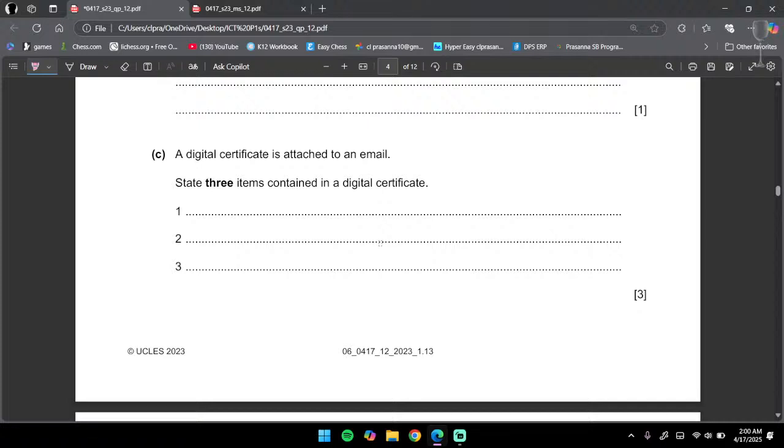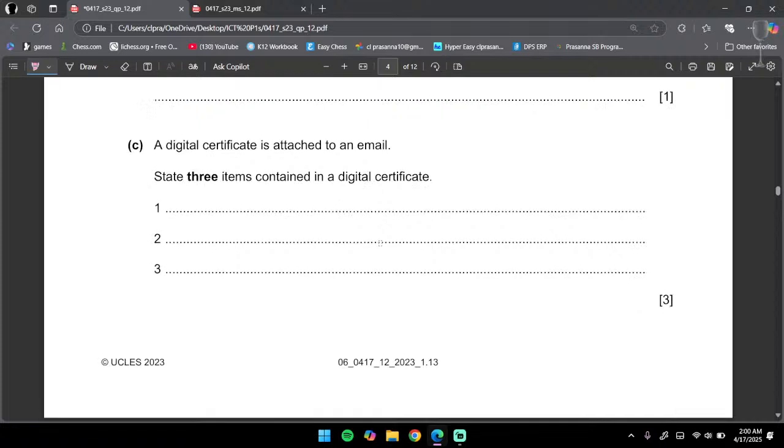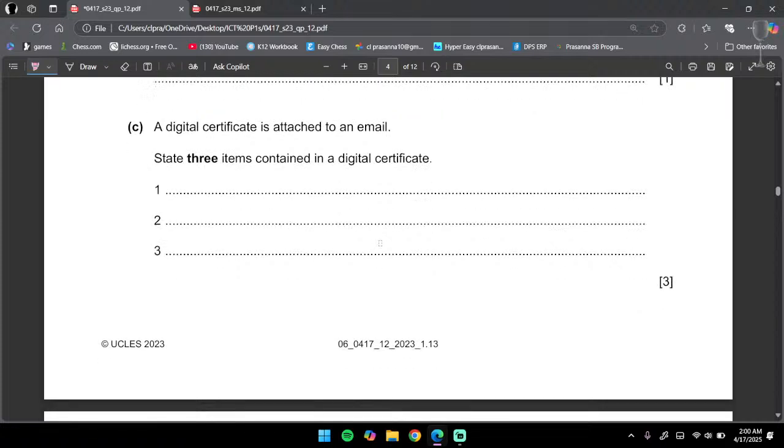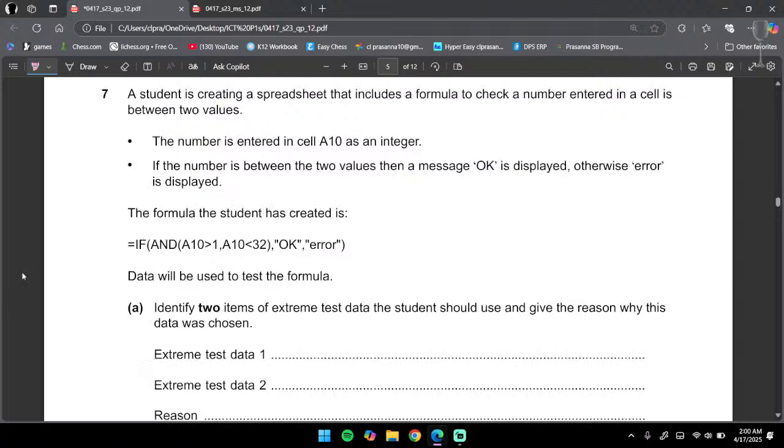A digital certificate is attached to an email. State three items contained in a digital certificate. So you could have the company's name, the owner's public key, the date issued, the expiry date, the company's digital signature, the issuer's name, and then the serial number of the certificate.